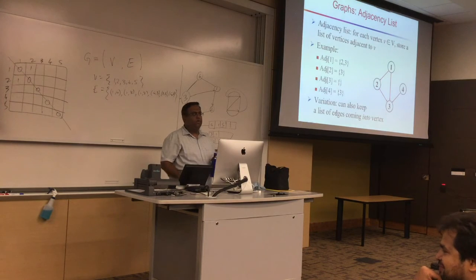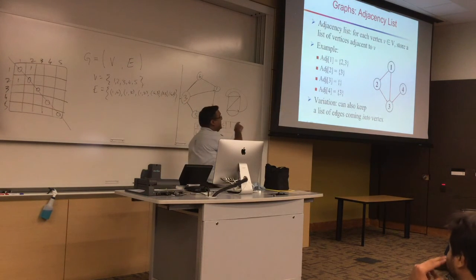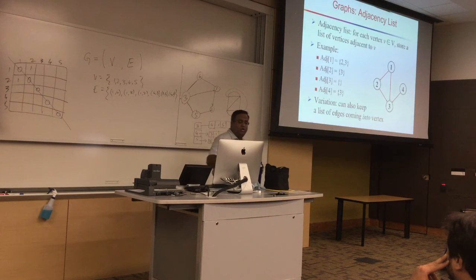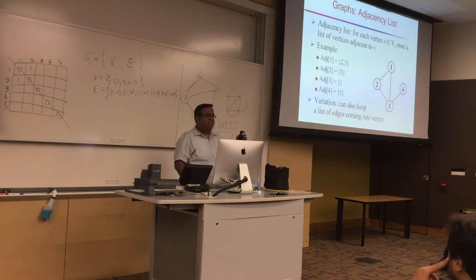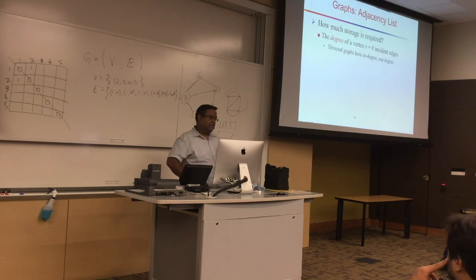Starting from that node, so starting from 1, where all can you go? You can go to 2 and 3. So 1 goes to 2 and 3. But you can also keep the reverse list, where this is like a doubly linked list kind of a thing, where you can also maintain the same adjacency list for edges coming into a vertex. So in that case, for the list of 2, you will have 1. In the list of 2 now, you have 3, because from 2 to 3 there is an edge. But you can maintain the reverse as well, for the same advantages that you have between a doubly versus singly linked list.